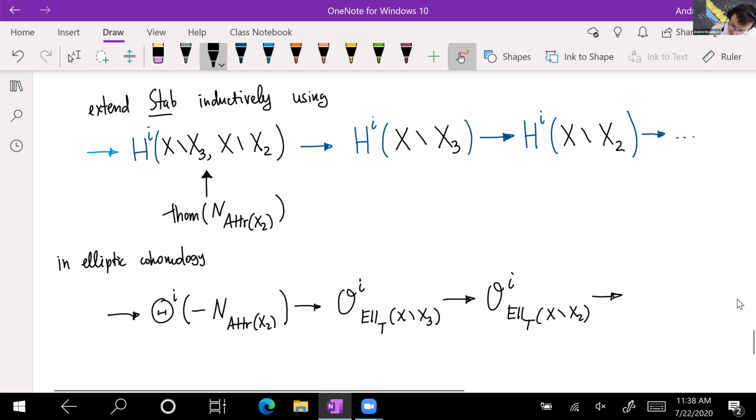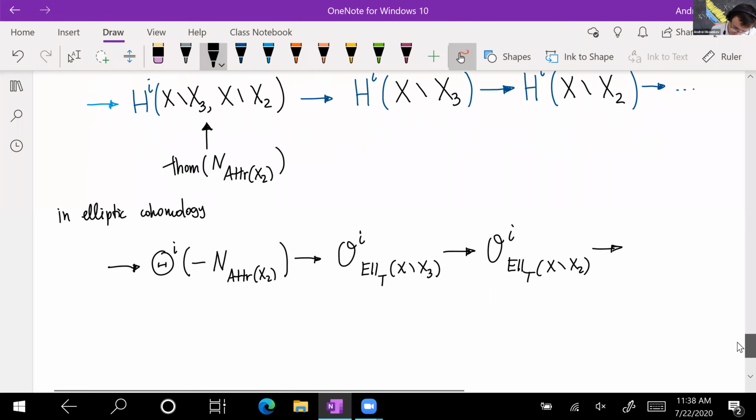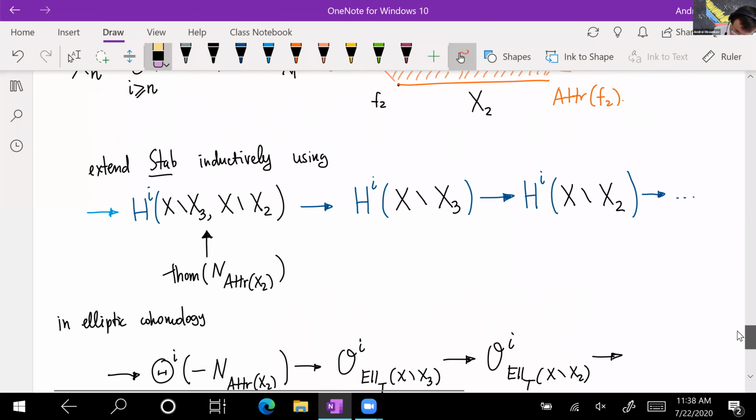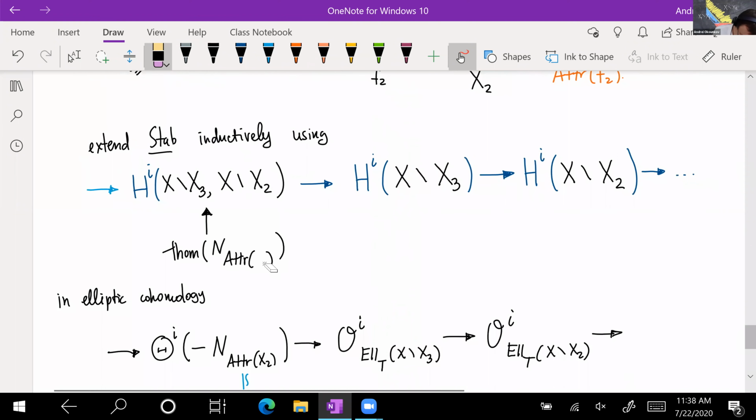But incidentally, this attracting manifold is homotopy invariant to X2 itself, to F2. Not attracting, attracting. Oh, this X2 is the attracting manifold. This is F2.